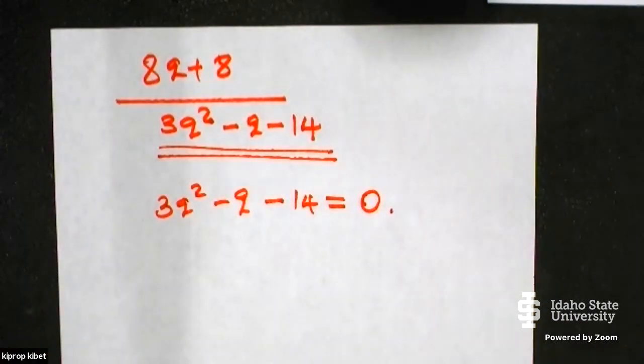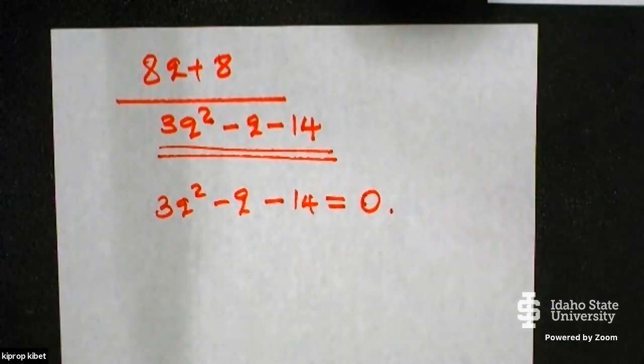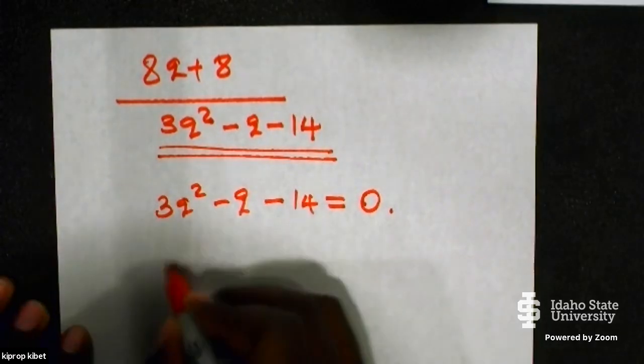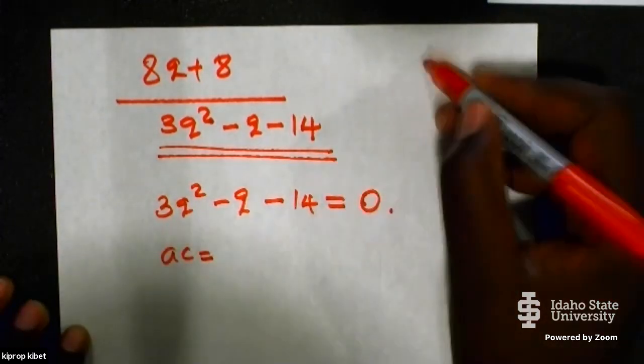Then we look for the values of q. So this is a quadratic equation. You can use what method? You can use the AC method. So the product is 14 times 3, right? So the AC equals, what is 14 times 3?